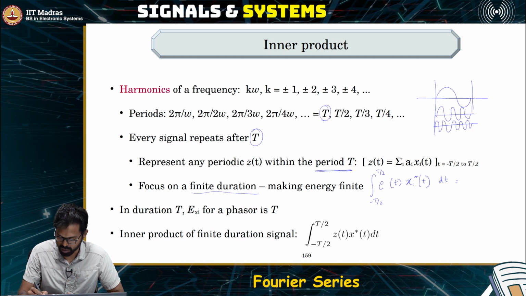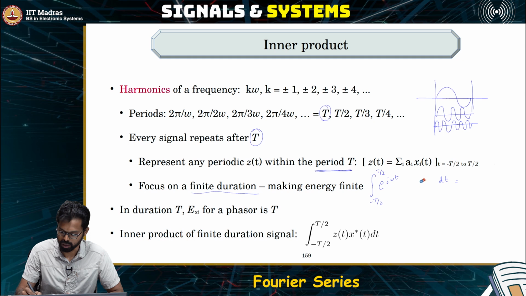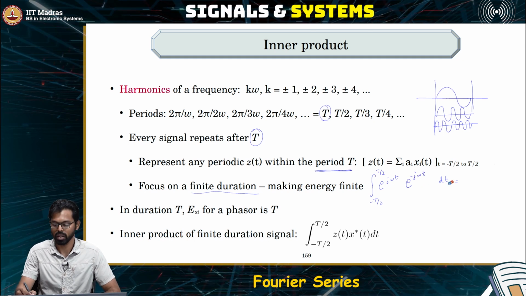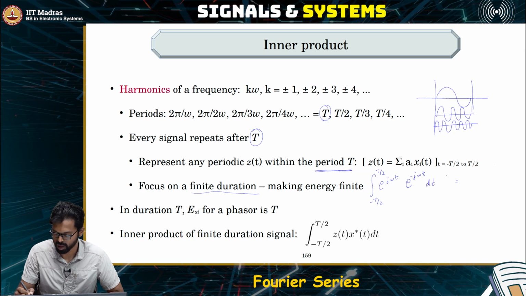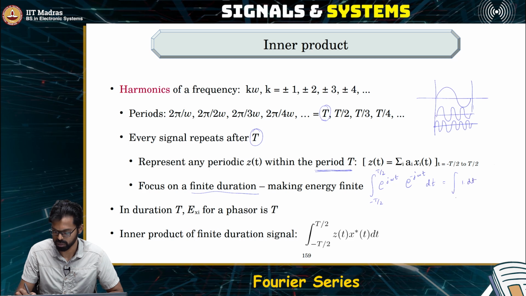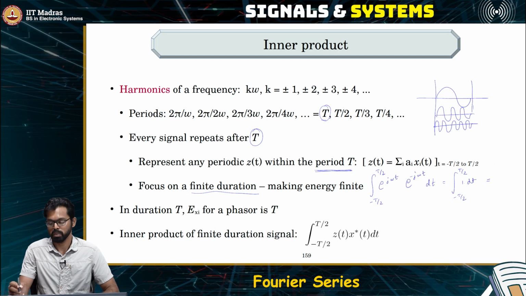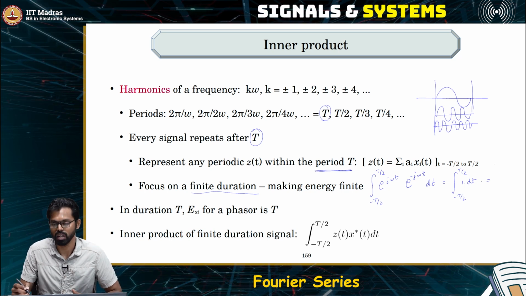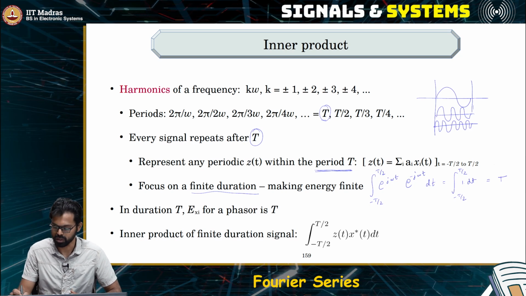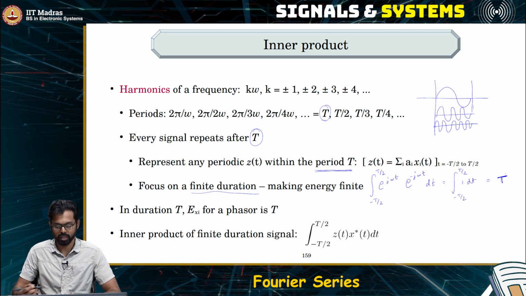So you get, let's say, e power j omega t, a phasor, multiplied with e power minus j omega t, which is its conjugate. What is this? This is simply nothing but 1 dt from minus T by 2 to plus T by 2. So no matter what the period is, where you start or end, as long as the period duration is capital T, this integral will always give you capital T for the phasors.